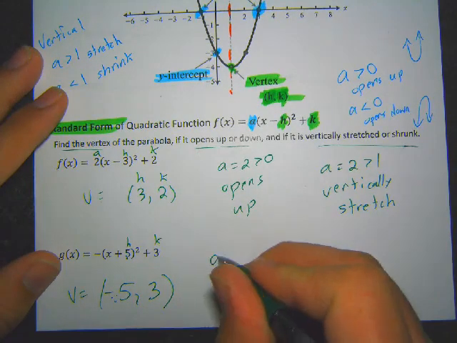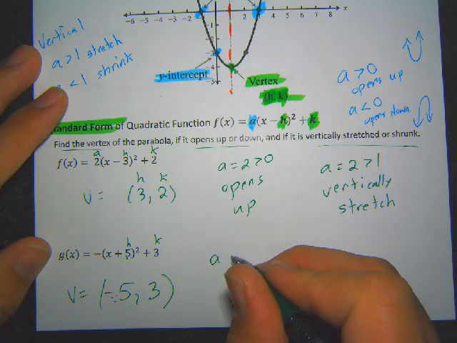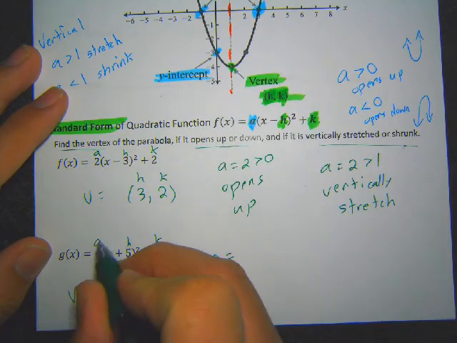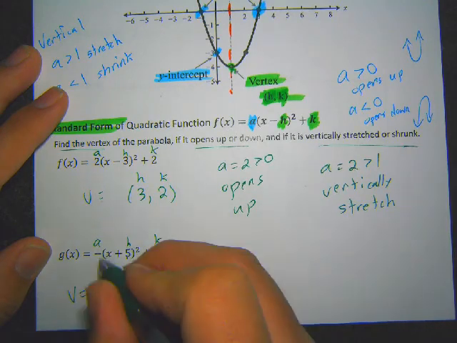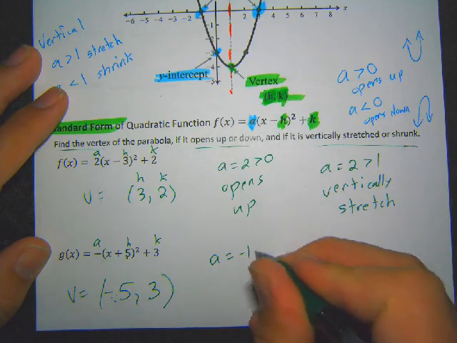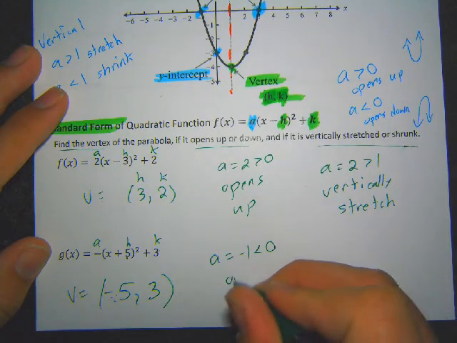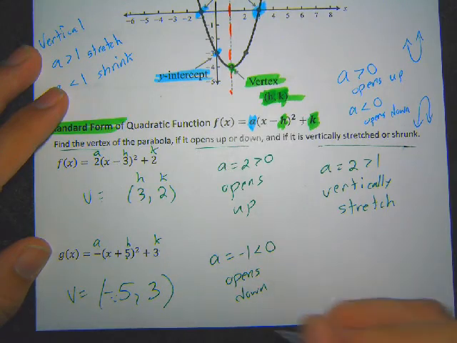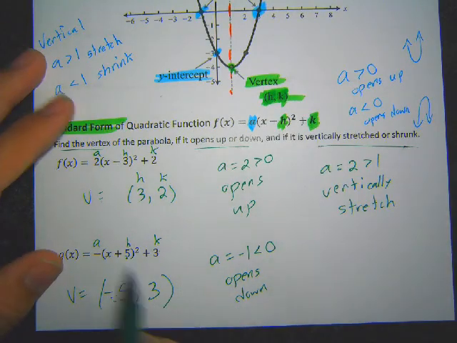Next thing we want to see is whether a is bigger than 0. Well, a is -1 in this case, right? Because we have this sign here. This is going to be our a. And remember, there's always a default 1 in front of parentheses, so you can think of this as -1. So a is -1, which is actually less than 0. So this one would open down. It would go downwards and be upside down. Again, that's just because the sign here is negative.